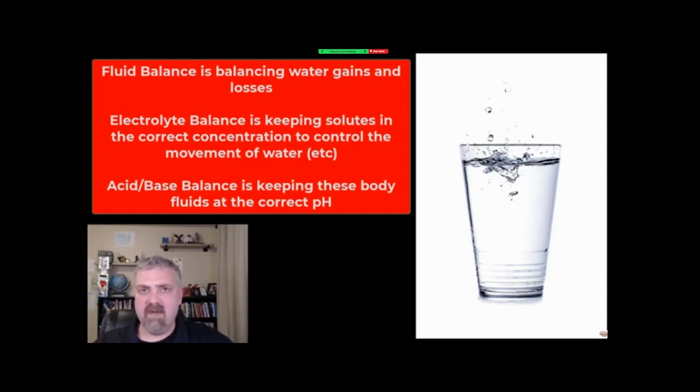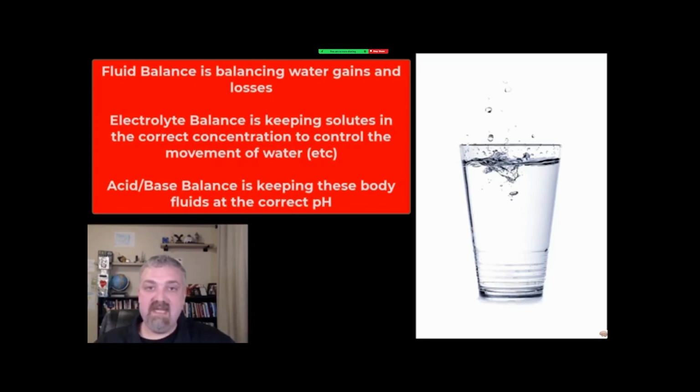We really can't boss water around. Water moves by osmosis, so we have to change where solutes are so water will follow. That's the simplest way to look at it. So fluid balance is important. Electrolyte balance determines where that fluid is, and then none of this matters if we can't maintain a normal pH.